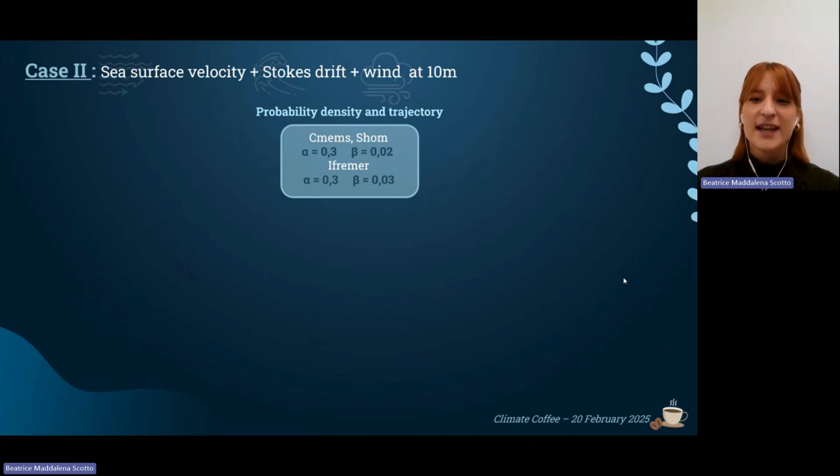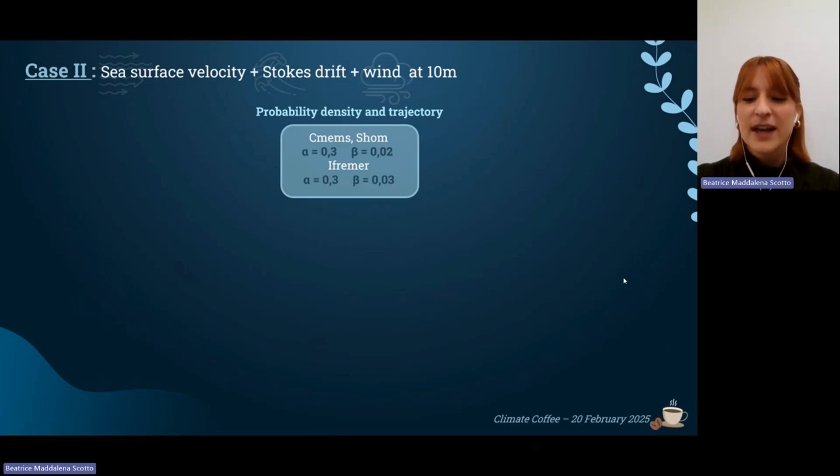So as we saw previously, we needed to choose a value for the alpha and beta coefficients. We chose for alpha the value of 0.3 for all the three models, while for the beta coefficient we chose 0.02 for CMEMS and Shom, while for Ifremer we have a slightly different one, which is 0.03. And I will show you why this is different in a few slides.